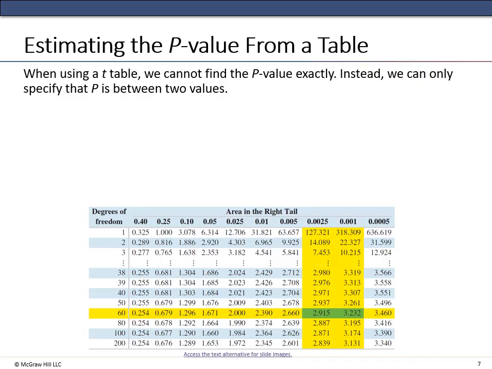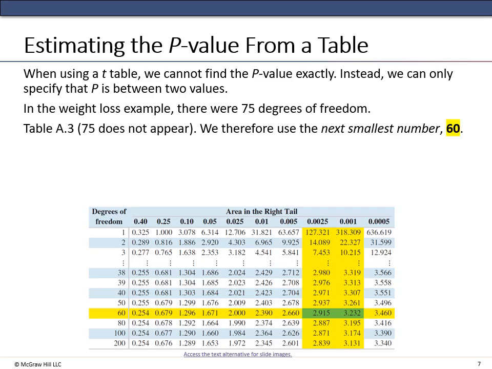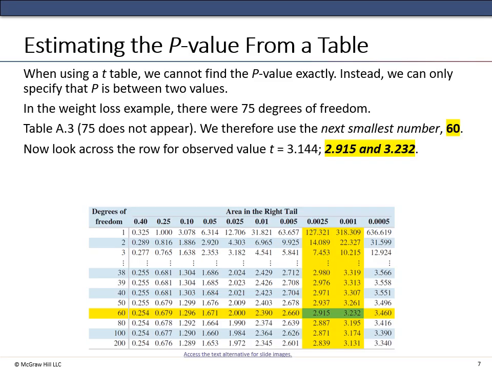Okay, and here you can see those. When using a t-table, we cannot find the p-value exactly. Instead, we can only specify that p is between two values, and that you can see here. We were looking for 3.14 at 60 degrees of freedom, and again, you can see it was between 0.0025 and 0.001. Remember, we always use the next smallest.